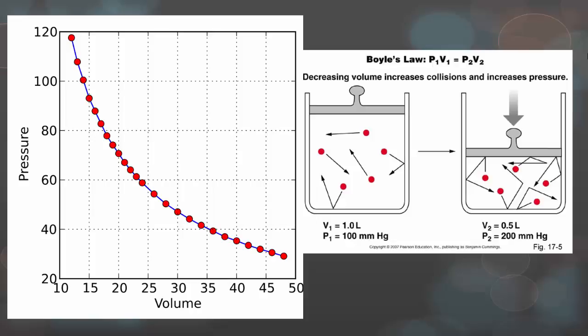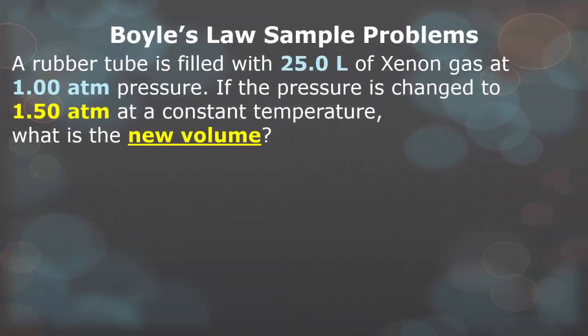But if you notice as you push the piston down, notice how many more times those little 5 gas particles can hit the corners of the glass because there's not as much space for them to move around. Let's try a sample problem.